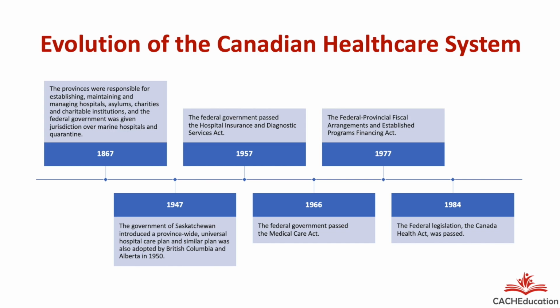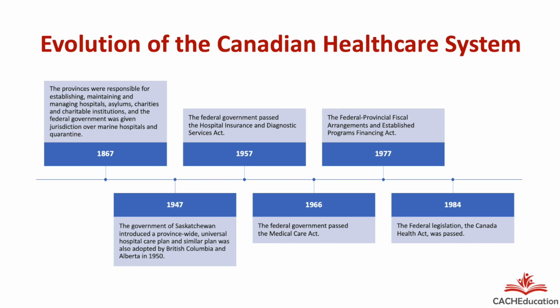As we have a change in the demographics of people within our country, we have a change in services, and we have an evolvement of the types of services that our Canadian people need and require in their healthcare. In 1977, the Federal Provincial Fiscal Arrangements and Established Programs Financing Act came into fruition. This was the first sense of the shared responsibility of healthcare costs being shared between the federal government and the provincial governments. When we look at 1947, this was where the government of Saskatchewan introduced the province-wide Universal Hospital Care Plan. And a similar plan was also adopted by British Columbia and Alberta in 1950.